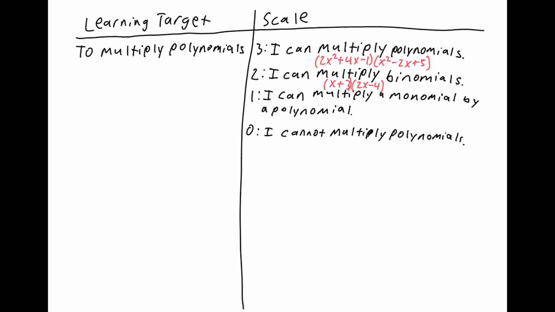A 1, you can multiply a monomial by a polynomial. That's using the distributive property. Something like this: 5x squared times 3x plus 1. You can do that. And then 0, you cannot multiply polynomials.